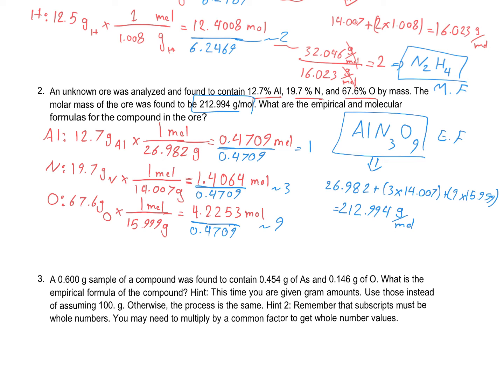the question that the molar mass is exactly the same number as we found for the empirical, which means the molecular formula is the same as the empirical formula. So this is both the empirical formula and the molecular formula. Both of them are aluminum, nitrogen 3, oxygen 9.